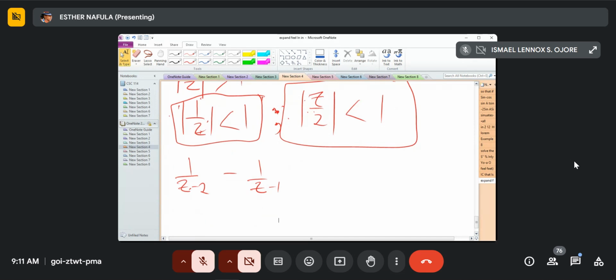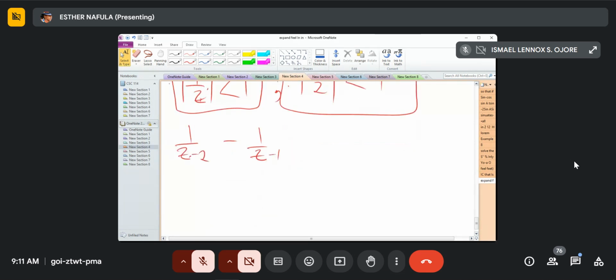Correct. So we need to apply the manipulations now. We're applying that condition. So how do we arrive at z over 2? Dividing through by what? You have to specify what you are dividing through by in the first fraction, and in the second fraction, what exactly are you doing? For the first fraction, so that we get mod z over 2, we'll have to divide both numerator and denominator by 2.